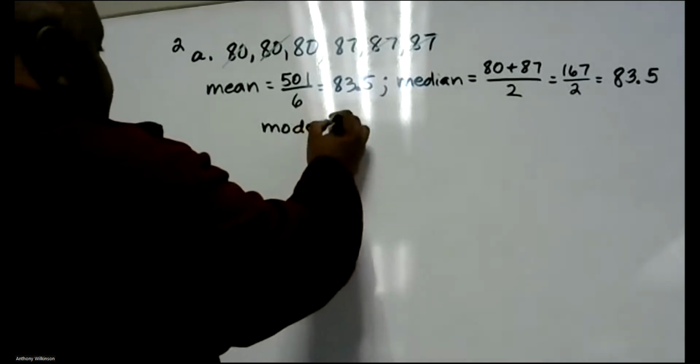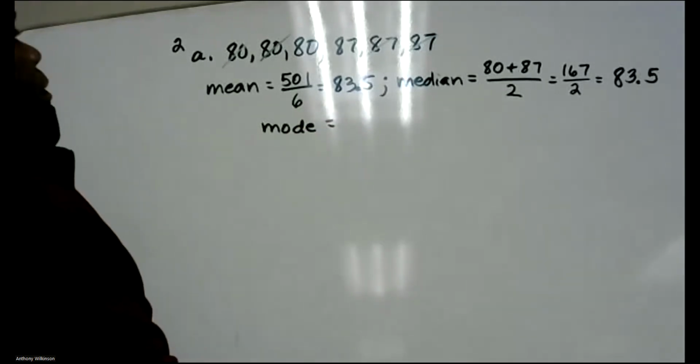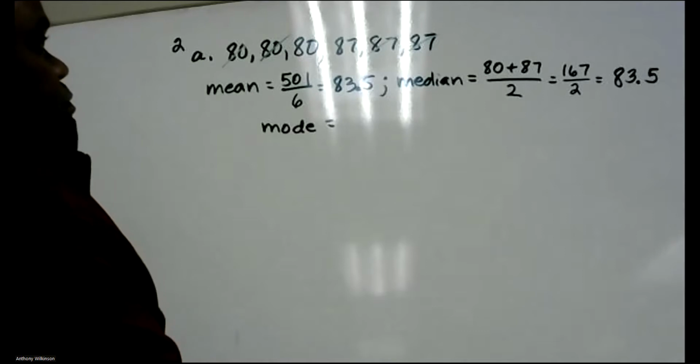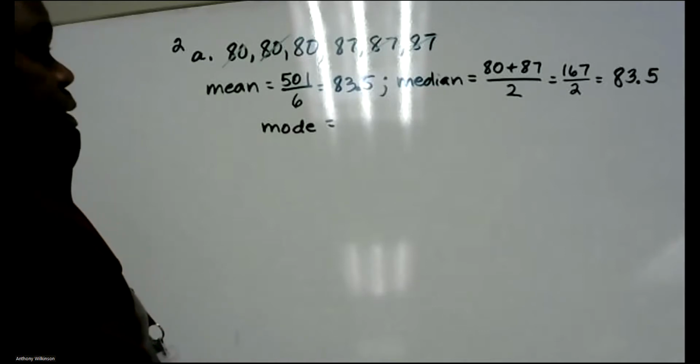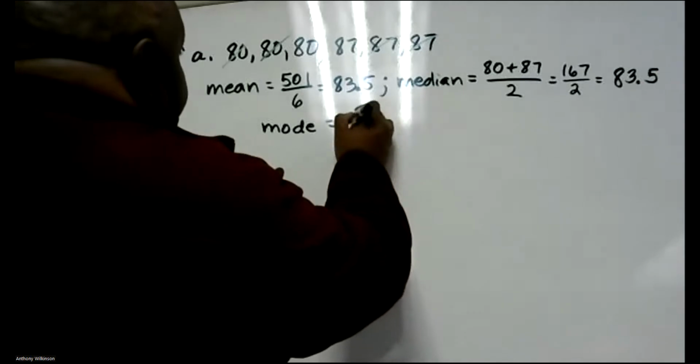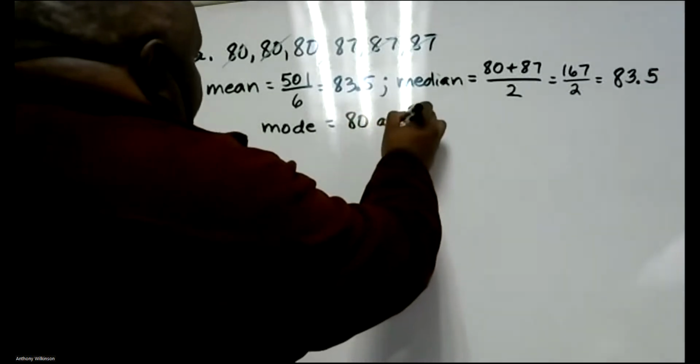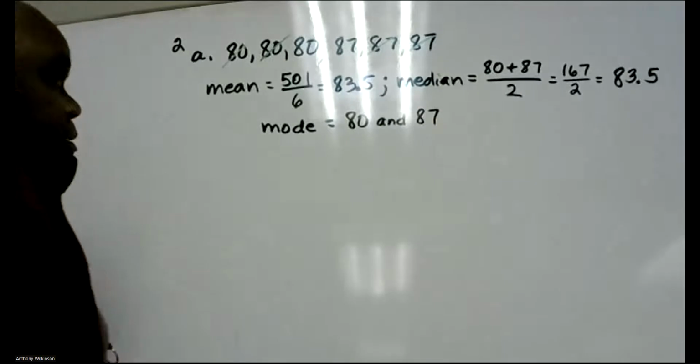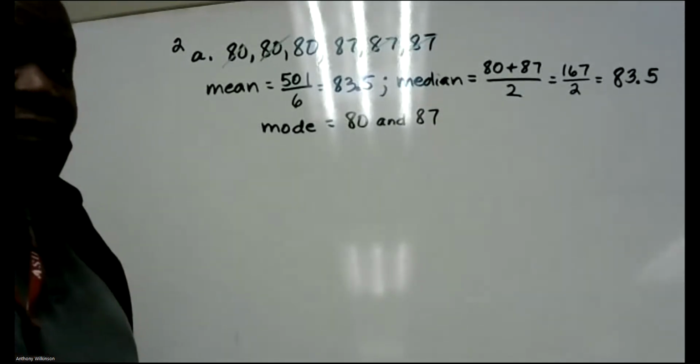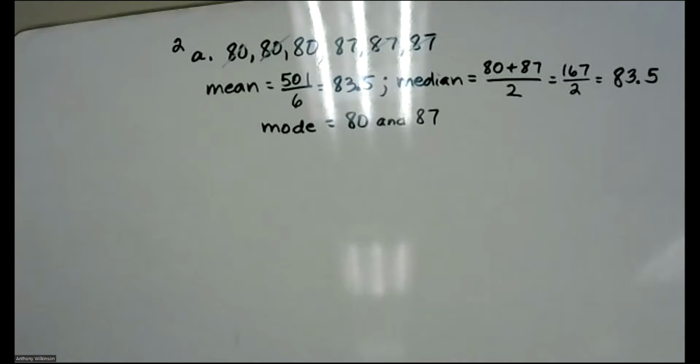Now, what would be the mode of this data set? The mode, most frequent. They're both 80 and 87. Okay. 80 and 87. This is considered to be bimodal because we have 2 modes. Again, you can have more than one mode for a data set or none at all. Okay. Questions on part A.